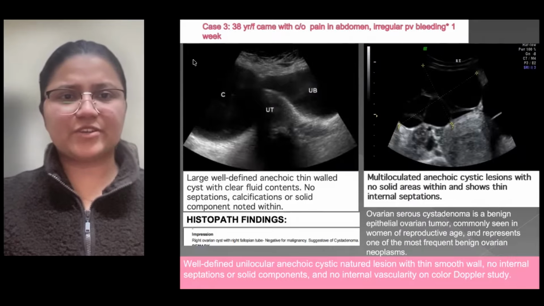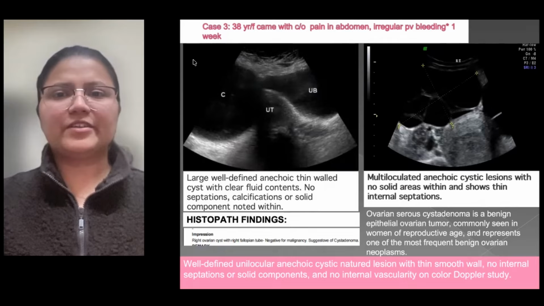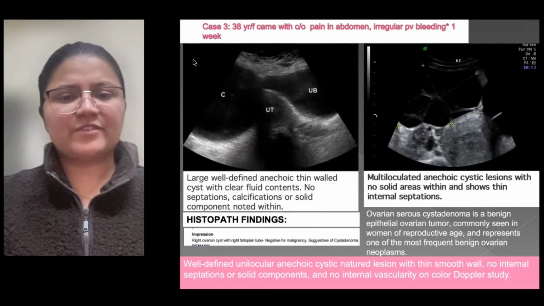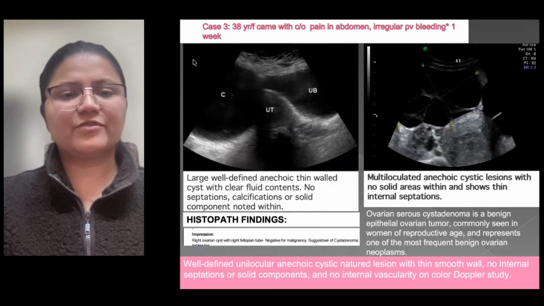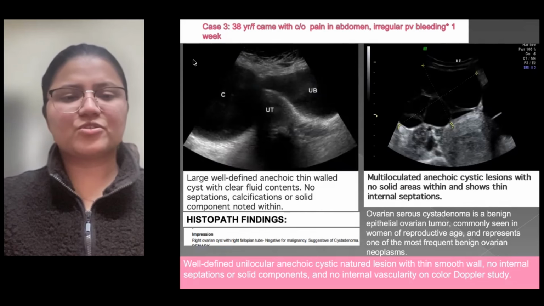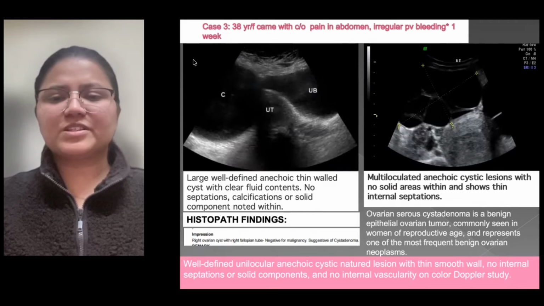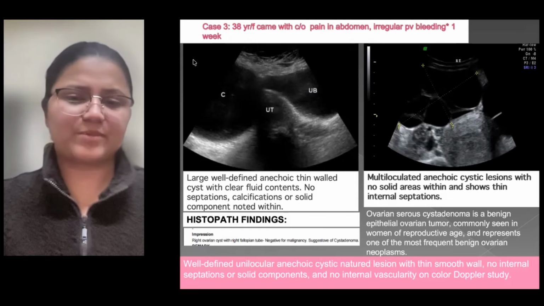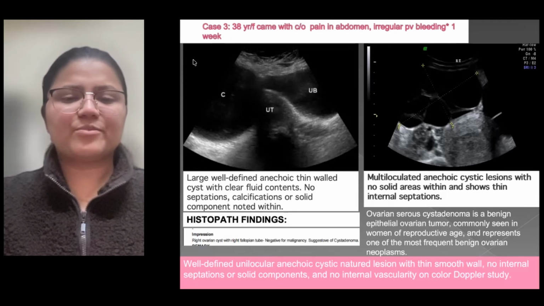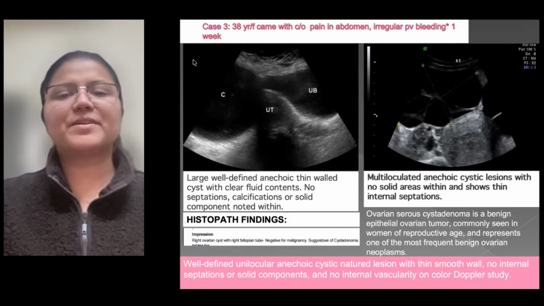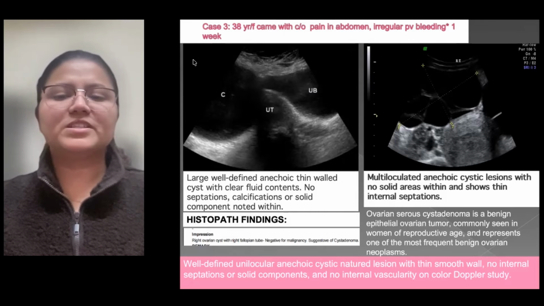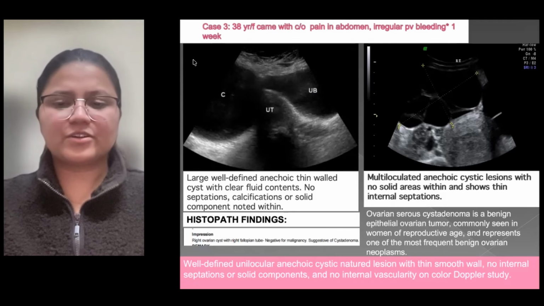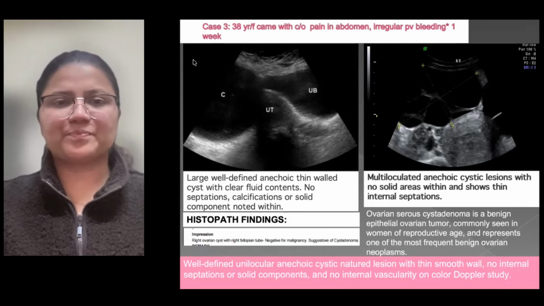Case 3 for today is a 38-year-old female with chief complaint of pain in abdomen and irregular PV bleeding since 1 week. In the first image, you can see a large, well-defined anechoic, thin-walled cyst with clear fluid contents, no septations or calcifications or solid component noted within. In the second image, you can see a multiloculated anechoic cystic lesion with no solid areas, which may sometimes show internal septations. Histopath findings were negative for malignancy, suggestive of serous cystadenoma. These are benign surface epithelial ovarian tumors commonly seen in women of reproductive age group and represent one of the most frequent benign ovarian neoplasms. On color Doppler study, it shows no internal vascularity too.